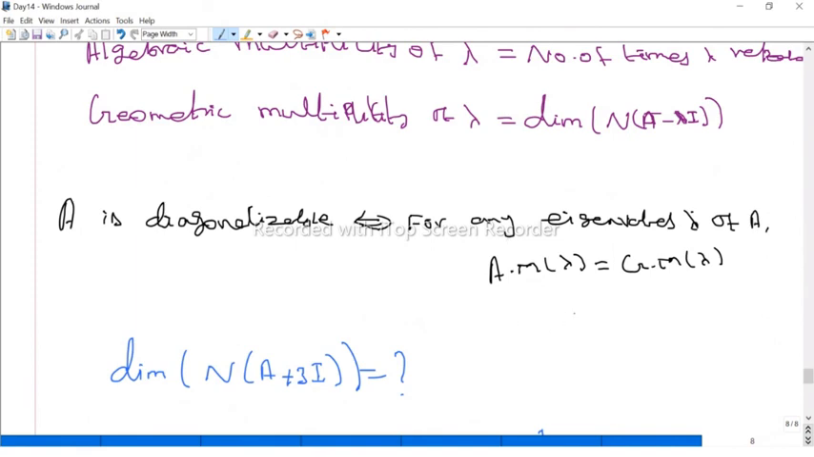In the general case, the relation is that the geometric multiplicity of lambda is less than or equal to the arithmetic multiplicity of lambda. So the arithmetic multiplicity is at least the geometric multiplicity, and the geometric multiplicity is at least 1. This is always true. But if they are equal for all eigenvalues lambda, that is a diagonalizable matrix.